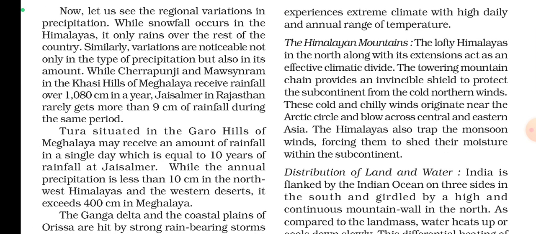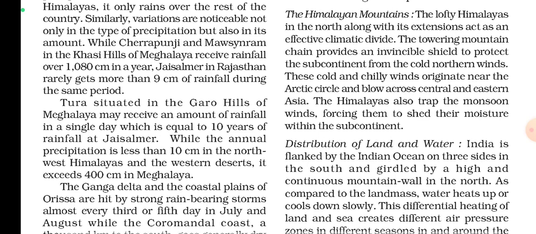Now let us see the regional variations in precipitation. While snowfall occurs in the Himalayas, it only rains over the rest of the country. Similarly, variations are noticeable not only in the type of precipitation but also in its amount. While Cherrapunji and Mawsynram in the Khasi Hills of Meghalaya receive rainfall over 1080 cm in a year, Jaisalmer in Rajasthan rarely gets more than 9 cm of rainfall during the same period.